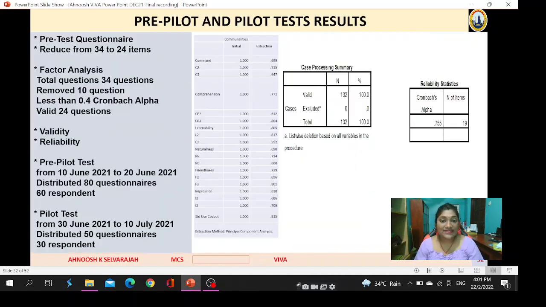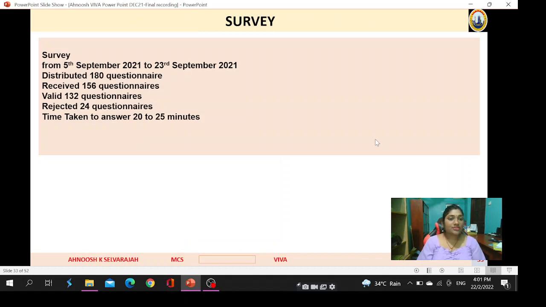So these are the results for the pre-pilot and pilot test. Basically, all questionnaires are valid, so 100% is valid. The reliability is 0.755, out of 19 questionnaires. The survey was conducted from 5th September 2021 to 20th September 2021. Distributed 180 questionnaires, received 156, valid was 132, rejected 24, and time taken to answer was approximately 25 minutes.